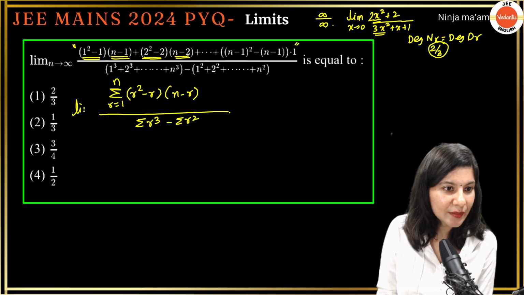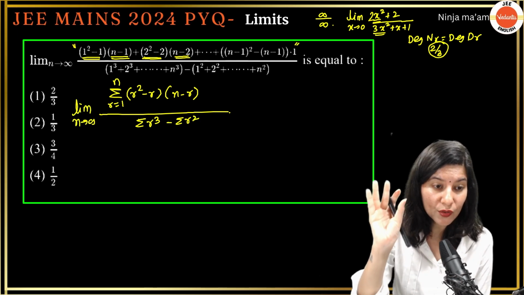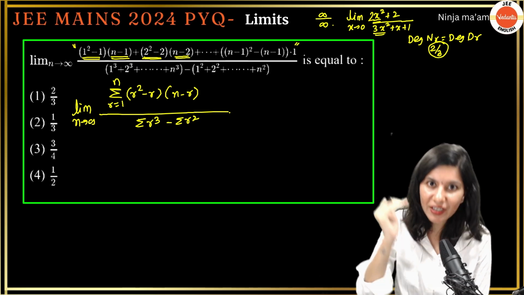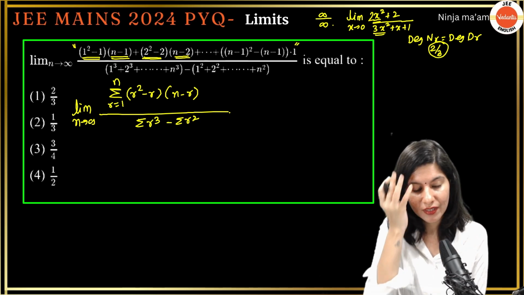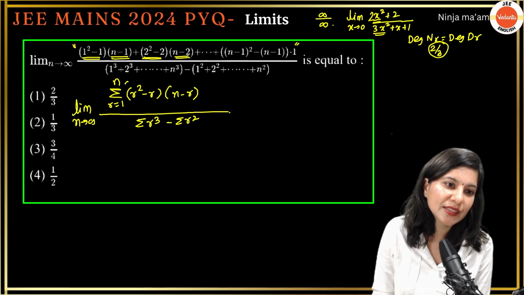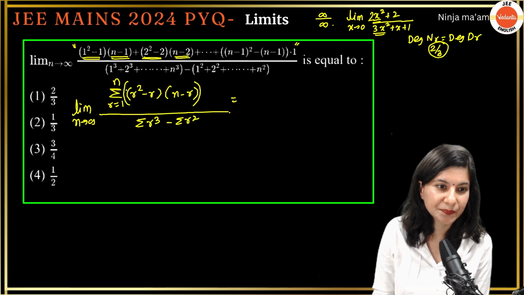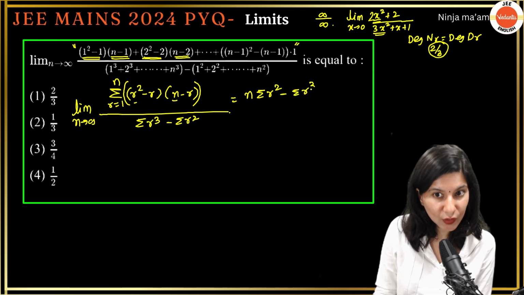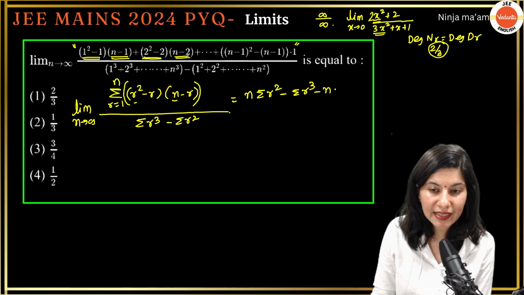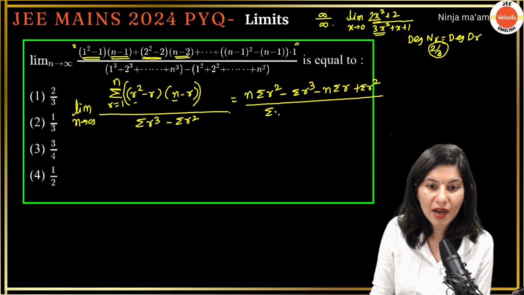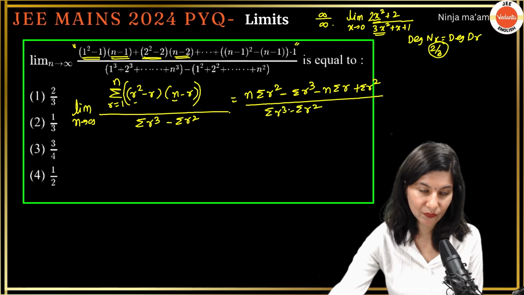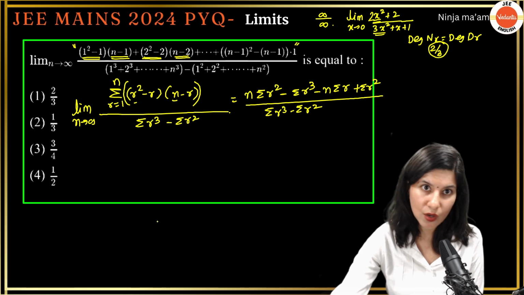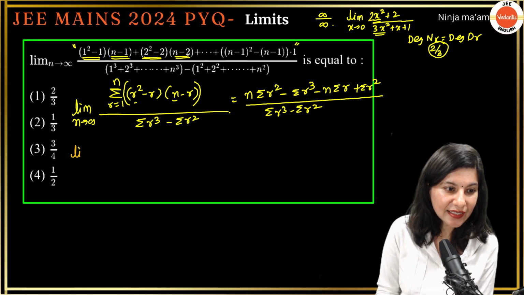Denominator is pretty simple. Limit n tends to infinity. So individually we have to figure out the value of sigma in the numerator and then the denominator. Then we can do some cancellation if at all they are there. Let's do that. So first of all, this we have to multiply. So this is n r square, so n times sigma r square, this multiplied with this, then minus sigma r cube. Then we have minus n times sigma r plus sigma r square, upon sigma r cube minus sigma r square. Okay, all right, clear? So limit n tends to infinity.